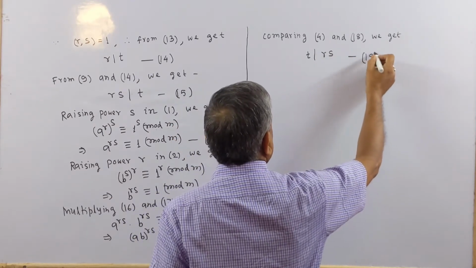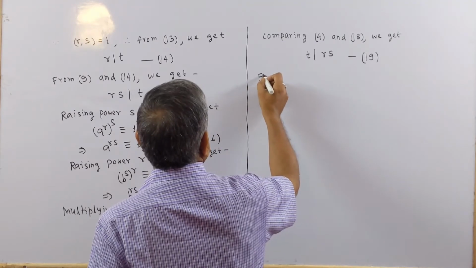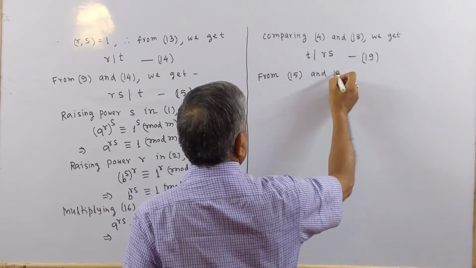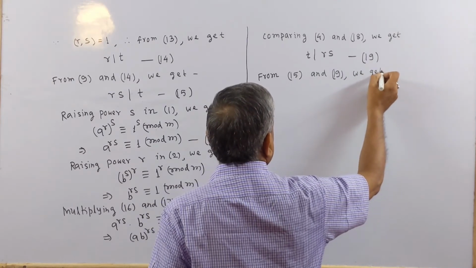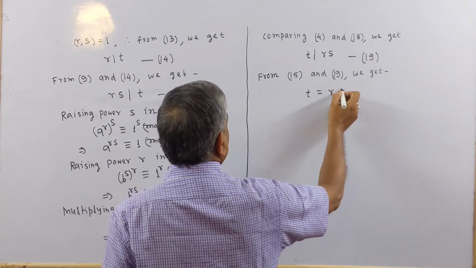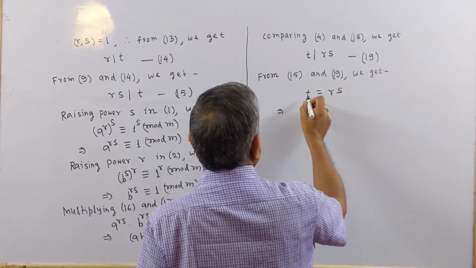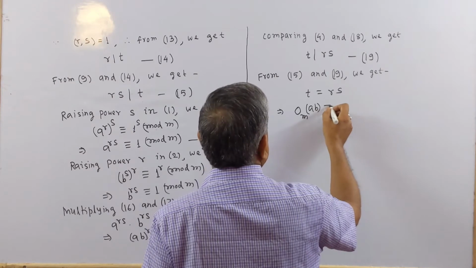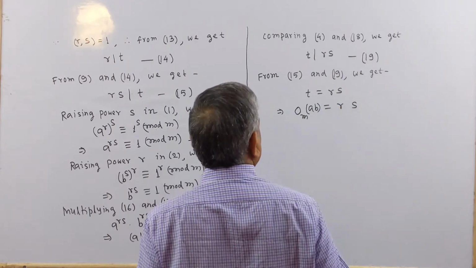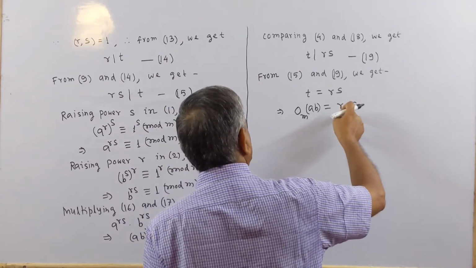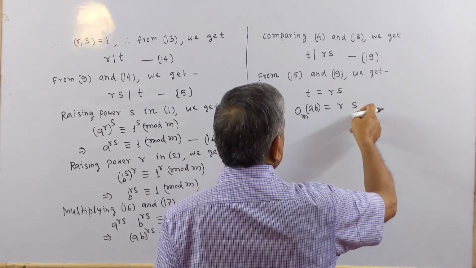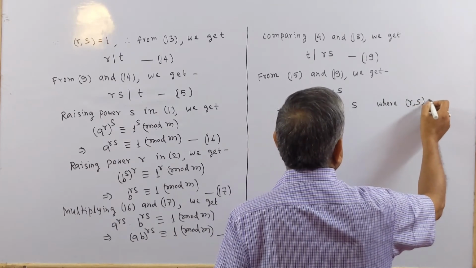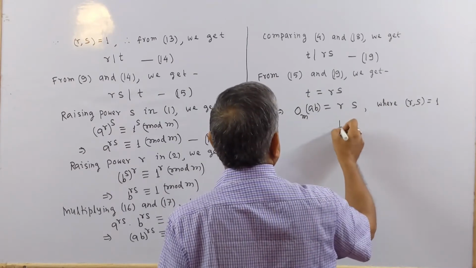This is 19. From 15 and 19, we get t equal to rs, implies that t, the order of ab modulo m, is equal to r multiplied by s, where r is the order of a modulo m, s is the order of b modulo m, where GCD of r and s equal to 1. Proved.